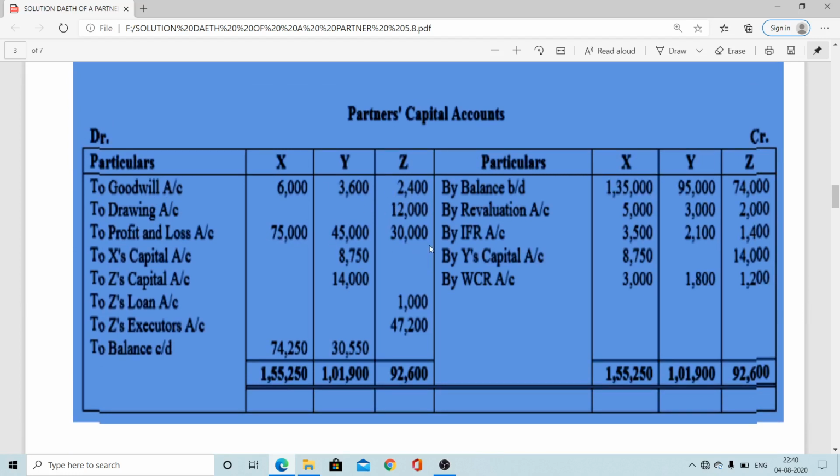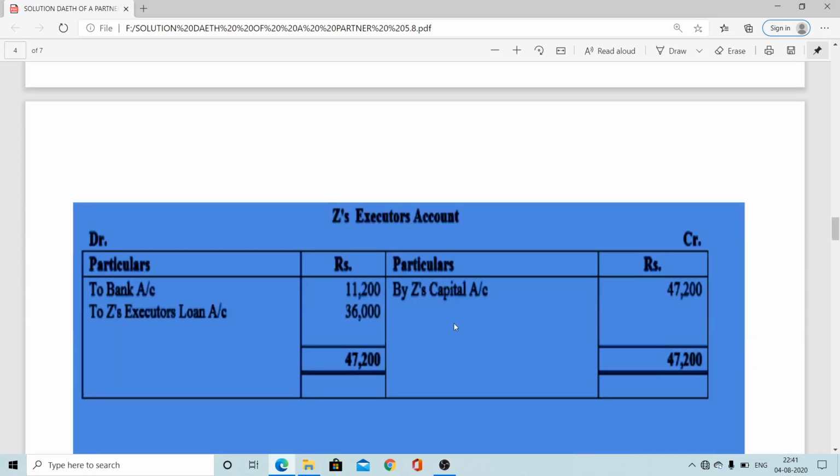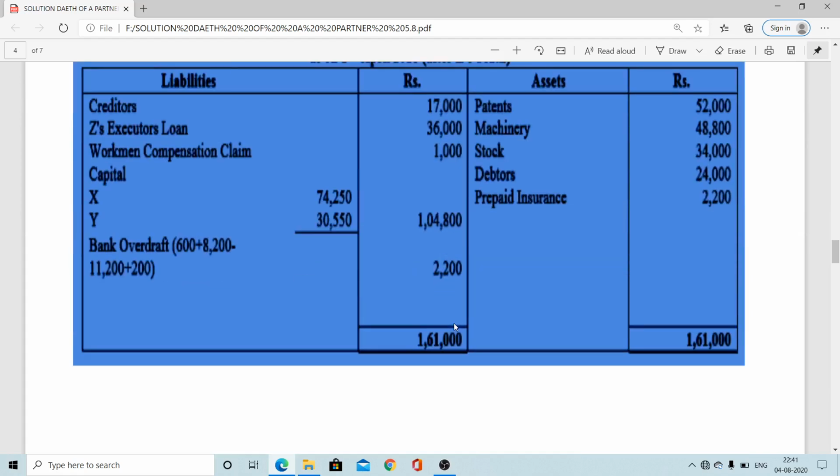Undistributed profit, there are huge losses, undistributed losses are there, so that is transferred here to profit and loss account, 1,50,000 in their old ratio to all these partners. Now this part regarding the treatment of goodwill. For this we have to check the working first, how you calculate the working. Here we have shown the balance sheet also.